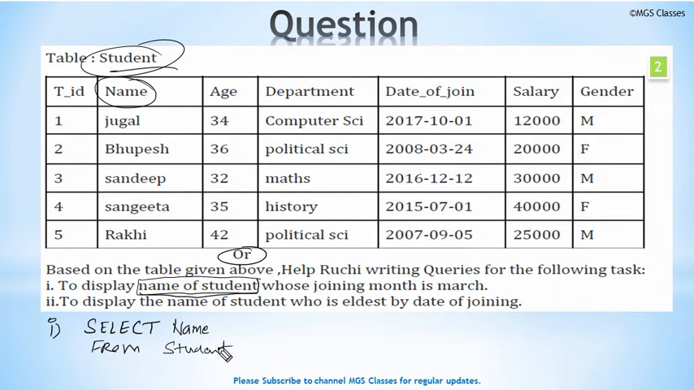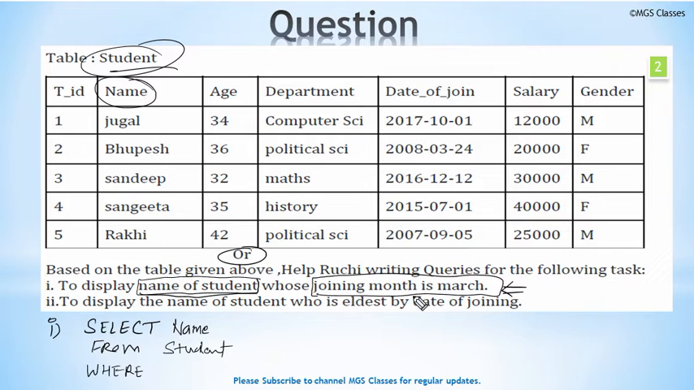Then from which table we need to display, from will be common, so we will display from the student table. Now there is a condition mentioned, so in cases where a condition is mentioned, you will apply the where clause also. So you will write the where. Now we need to understand the where condition.